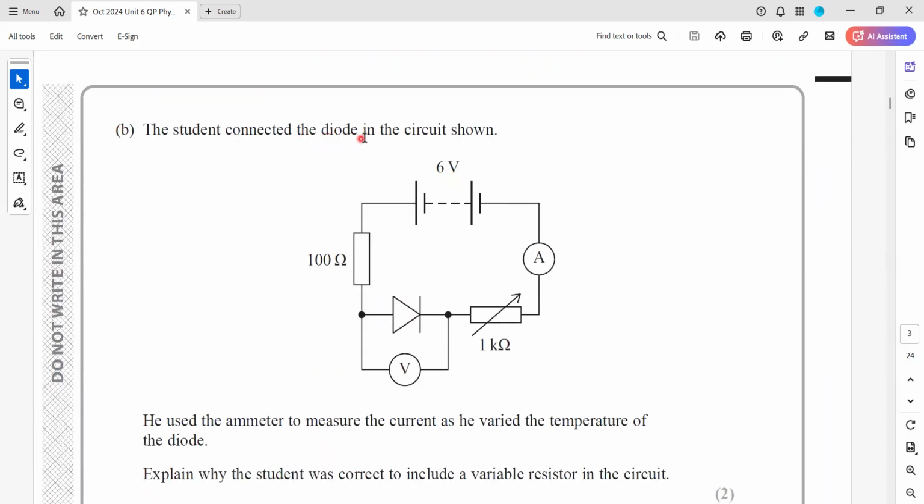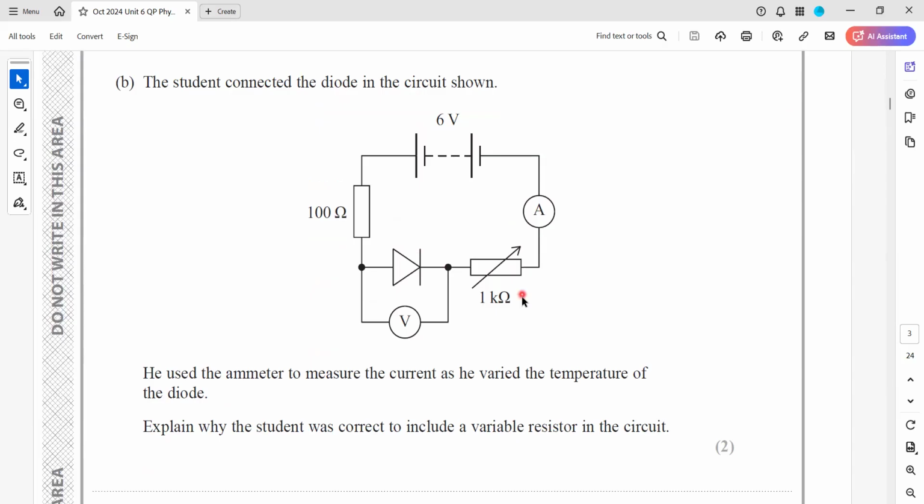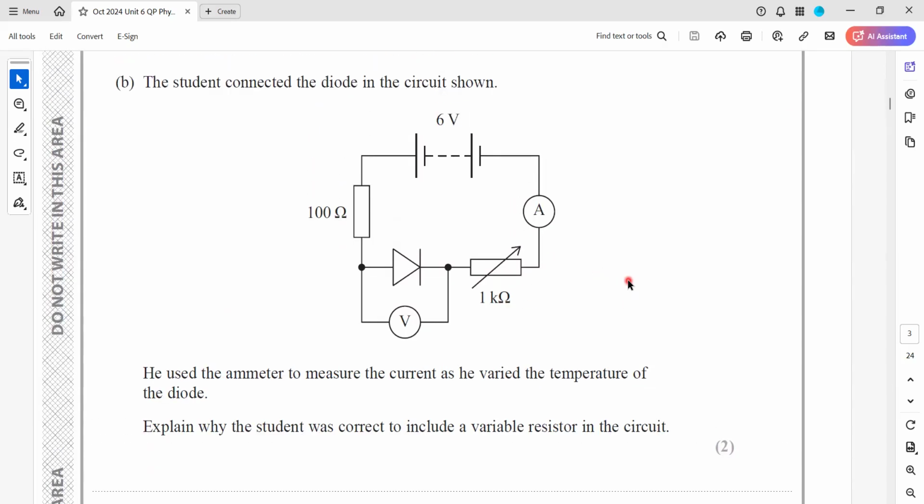The student connects the diode in the circuit as shown: a 100 ohm resistor, a diode, a 1 kilo ohm resistor, and an ammeter. He uses the ammeter to measure the current as he varies the temperature of the diode. Explain why the student was correct to include a variable resistor. What is the main purpose of using a variable resistor?